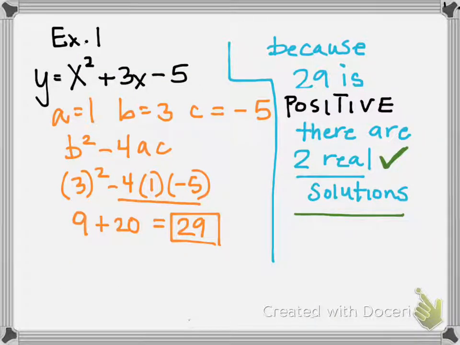Okay, here's our first example. You take a problem, you find a, b, and c, and you put it into the discriminant. So this is the discriminant. Plug it in, I got 29. Okay, now here's the deal. Because 29 is positive, when your answer is positive, it means there are 2 real solutions. That's the part that we're worrying about. So we know that there are 2 real solutions.